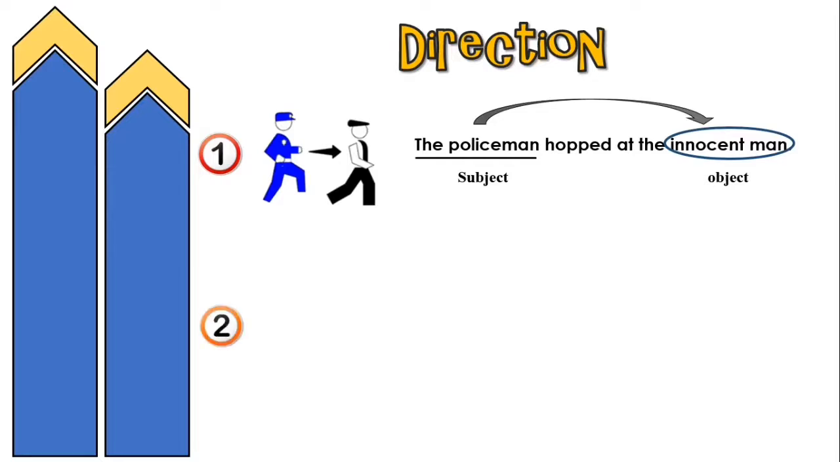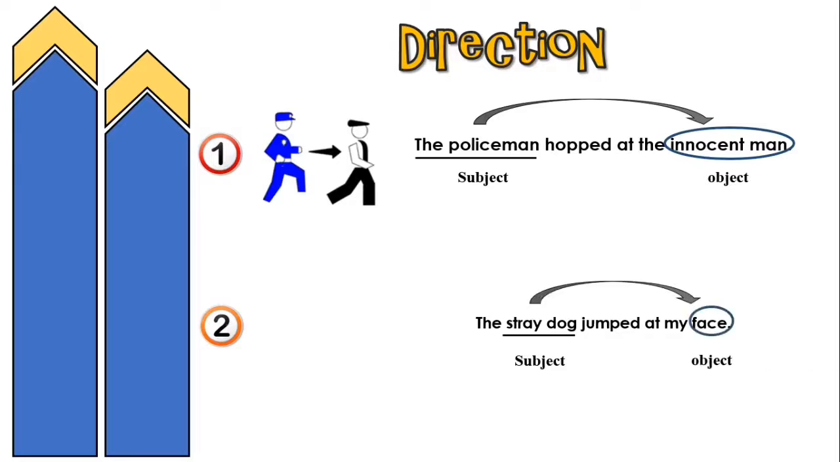For the second example, the stray dog jumped at my face. So the stray dog here is the subject of the sentence and the face here is the object of the preposition. It only means that the stray dog is going to a specific part of the body of the person involved in the situation. So if we will have that one in illustration, this is how it looks like.